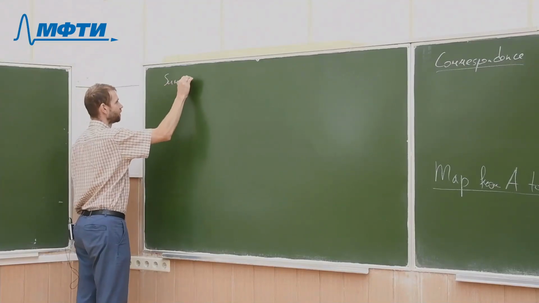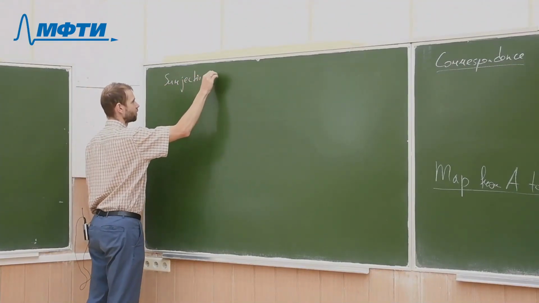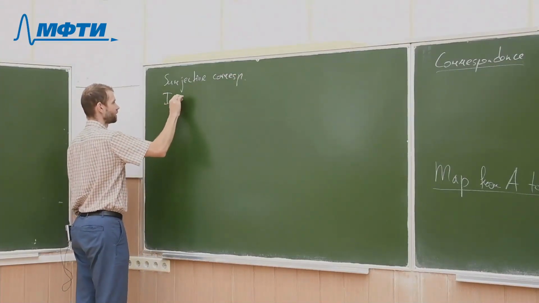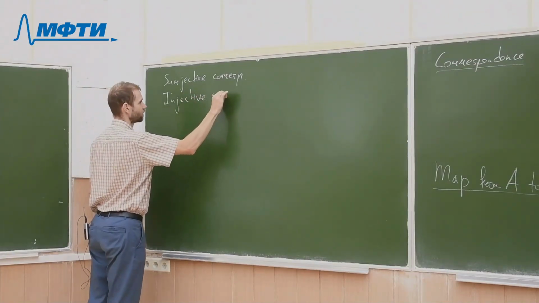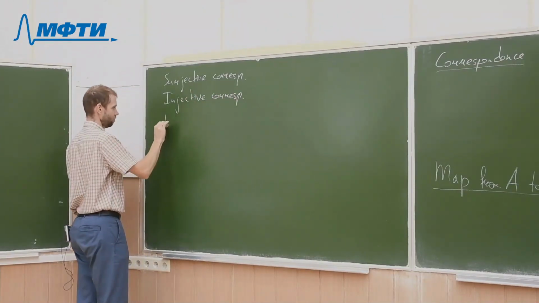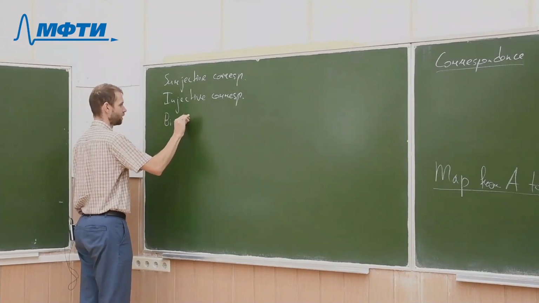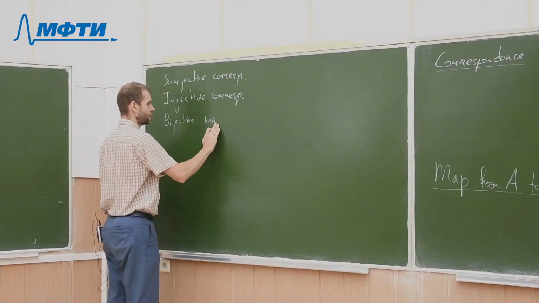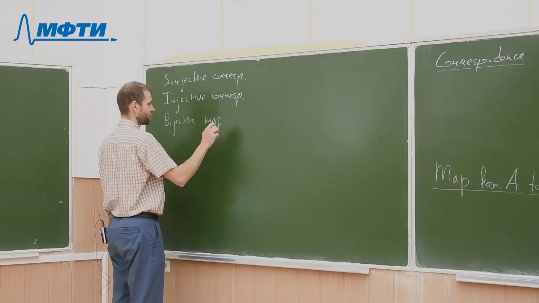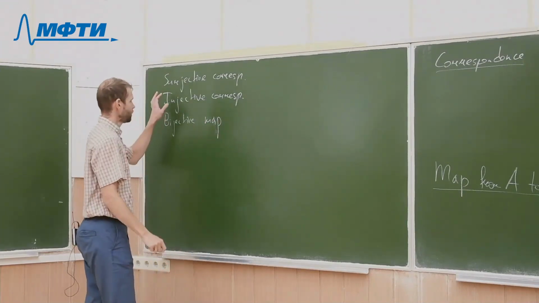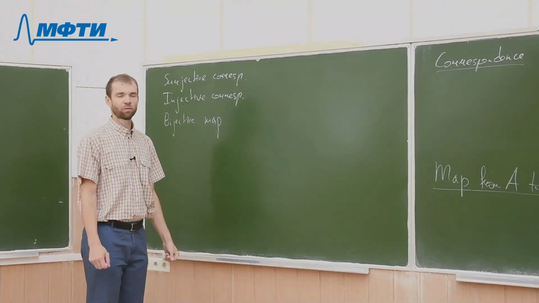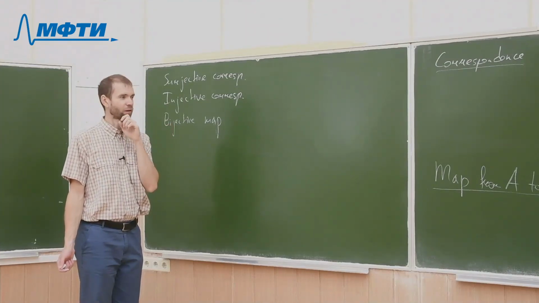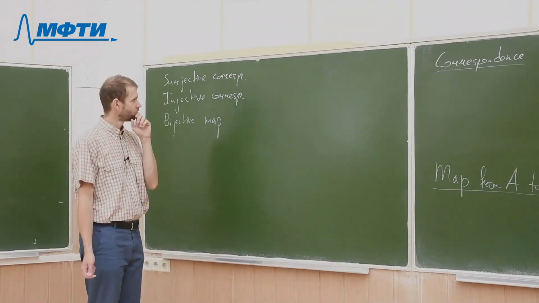So surjective correspondence, injective correspondence, and bijective. Well, we usually talk about bijective mappings, but it's the same thing when you talk about a bijective map or a bijective correspondence. So surjective correspondence, maybe you can recall on your own the definition of surjective correspondence. What do you think? For any b in B, there exists a.